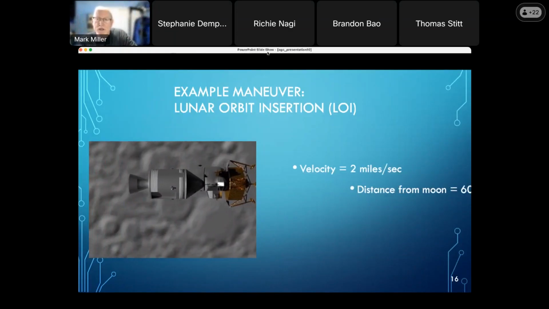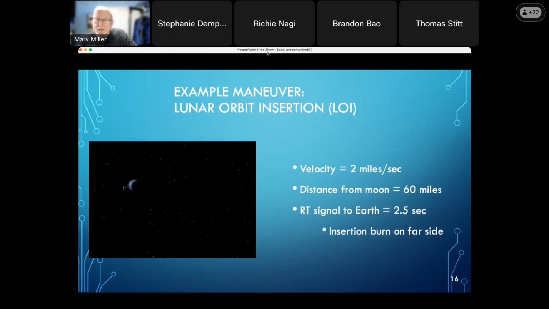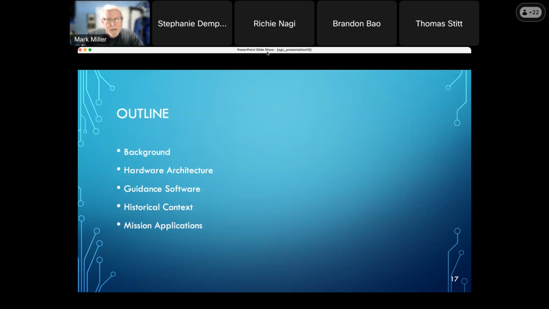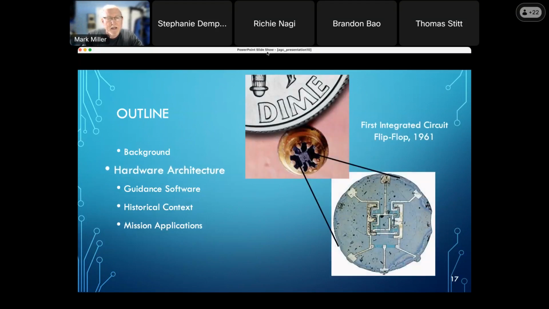And in order to do that, it's moving at about 2 miles per second. It's 60 miles from the surface. If you're going to try to solve this problem doing round trip guidance from a land-based computer, it's a 2.5 second round trip signal. And of course, on top of that, this particular insertion burn to go into orbit around the moon has to happen on the far side when you're out of communication with Earth anyways. So it's a rather difficult maneuver that the computer needs to be able to do. So that's sort of the background of the computer. And now we'll get into hardware architecture.